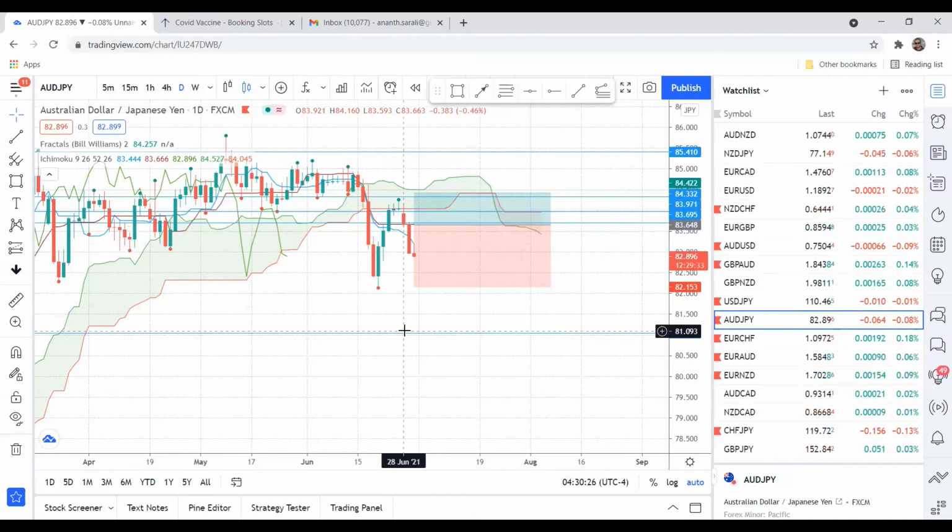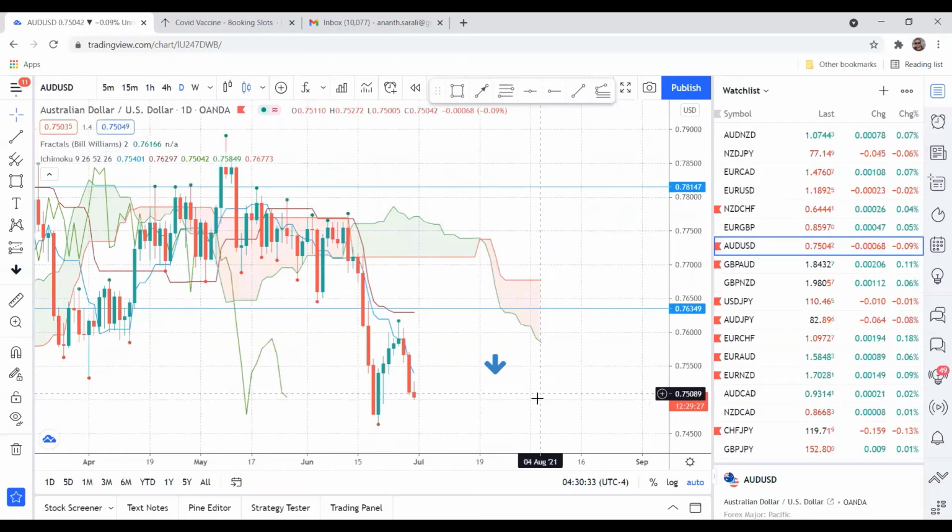But similarly, I found AUD/USD as well, but this bounce was below Kijun-sen, so I thought instead of this I will go for Aussie yen. That's the reason I took Aussie yen. I could have taken this as well, because there was a pullback and bounce from Tenkan-sen. So this is also not bad.